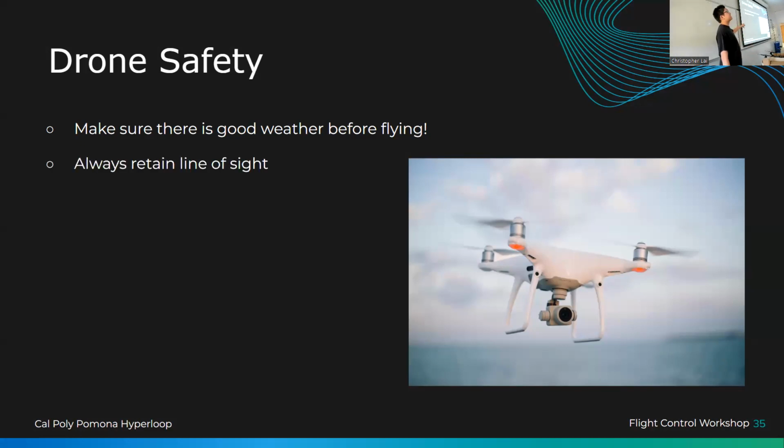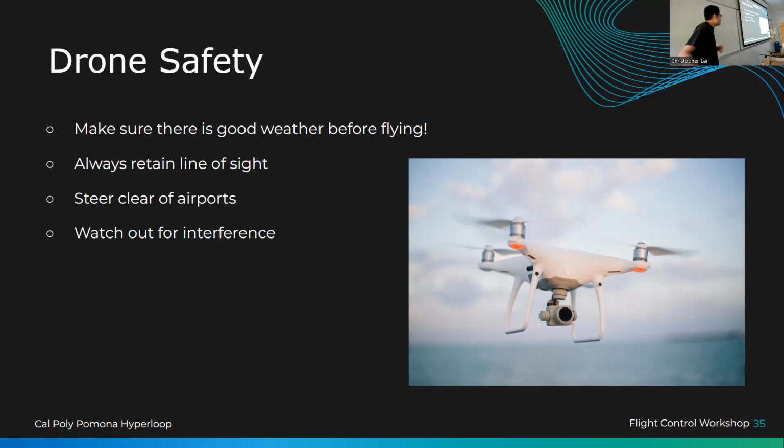Always retain line of sight, right? Always make sure you can see your drone. Whether it's through a camera or whether you can see it in the air, make sure you know where your drone is. Because if you don't, then you're just controlling who knows what, right? Steer clear of airports for obvious reasons. There's planes there. You don't want to fly into planes. That'll be bad.